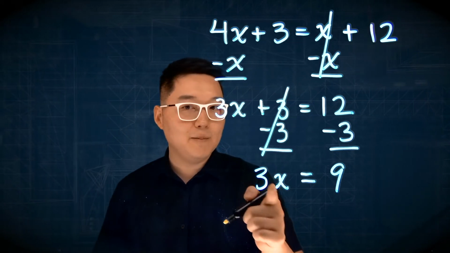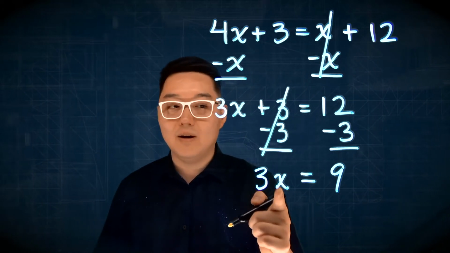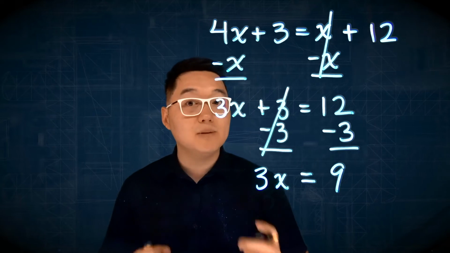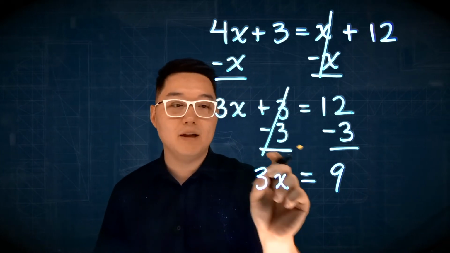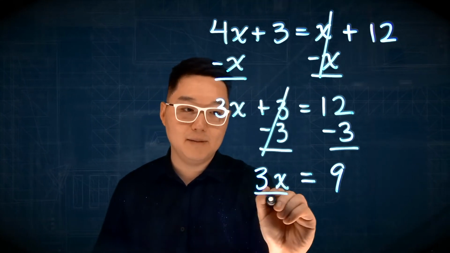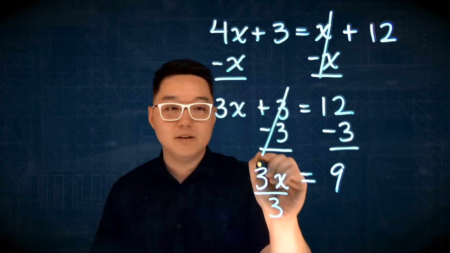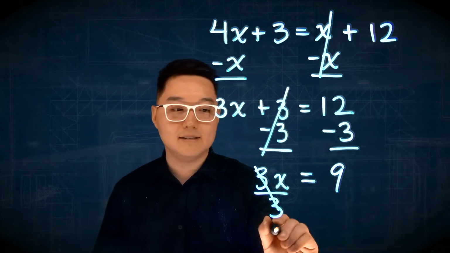To isolate the variable x, it says 3 times x. Well, how do you get rid of something that says times 3? What's the inverse operation, the opposite of timesing something by 3? The opposite of timesing by 3 is dividing by 3. That's because 3 divided by 3 just becomes 1x.